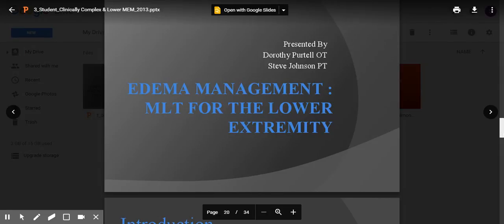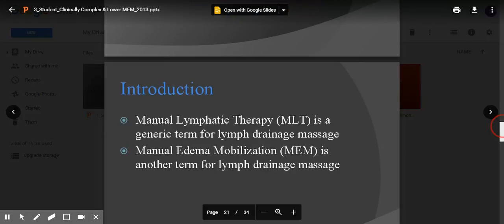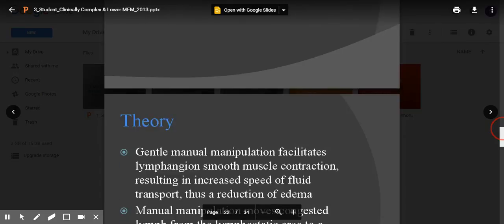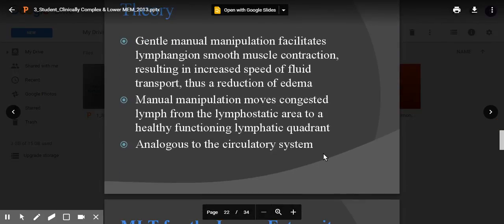So, edema management for the lower extremity. Manual lymphatic therapy, or MLT, is a generic term for the lymph drainage massage techniques that we're going to be teaching you. And manual edema mobilization is another term for lymph drainage massage. So MLT, MEM, the name isn't as important as understanding the techniques. And so we'll get into that.